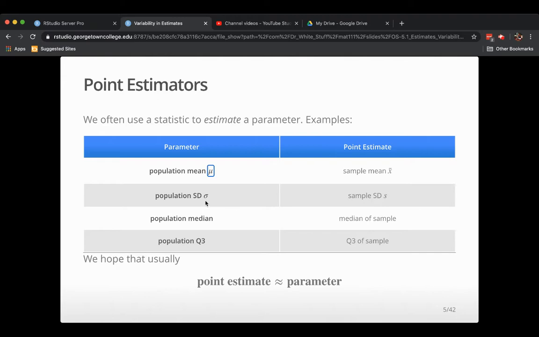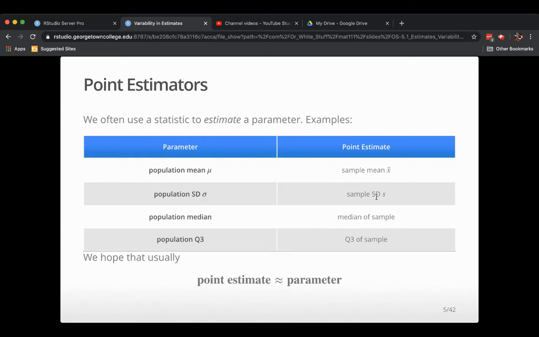Another example, another parameter, is the standard deviation of the population. So if you just arranged all the items in the population in a list and computed the standard deviation as we learned to do in previous chapters, that number would be called sigma for short. It's some fixed number for the population, but it's one that we're not likely to know, because after all, we don't have all the numbers in the population. We can take a sample from the population and compute the standard deviation of the sample. That's called s for short.